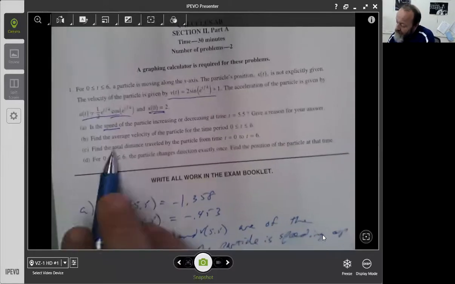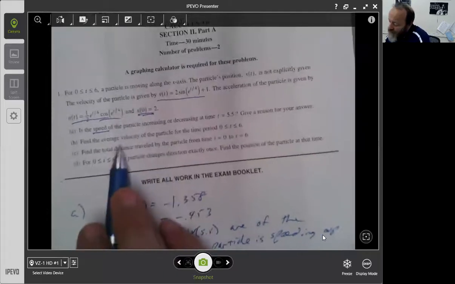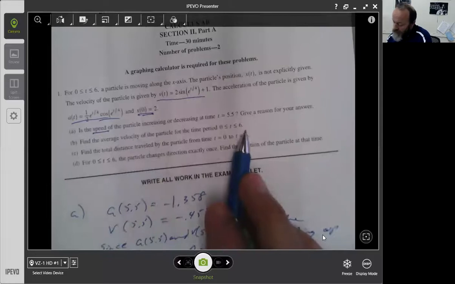Now it says, let's find the average velocity. Well, it doesn't say average velocity, but that's implied by the way they say that. It's the average value of the velocity of that particle from 0 to 6.